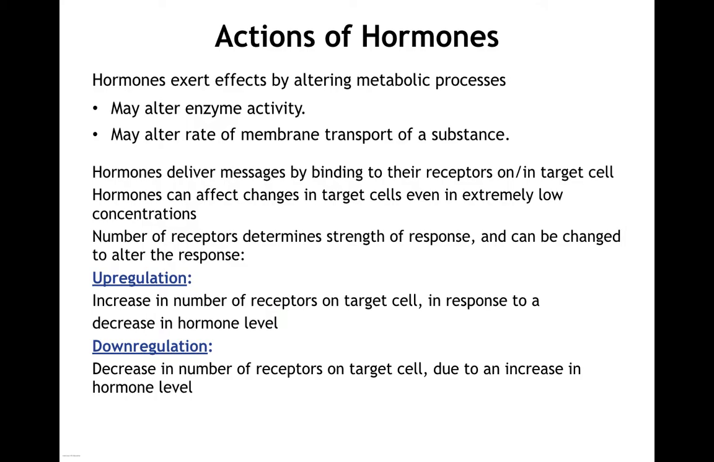There are cases of upregulation, where you can increase the number of receptors on the target cell in response to a decrease in hormone level. You could also get downregulation, which is a decrease in the number of receptors on the target cell. That may often be due to an increase in hormone levels. You don't need as many receptors.